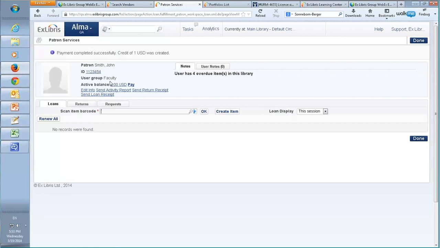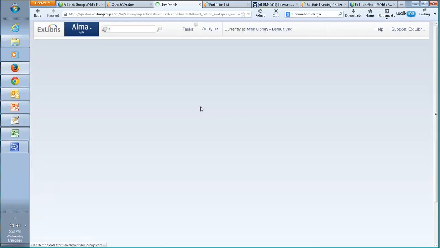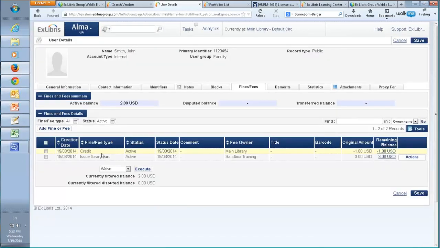And now John Smith has an active balance of 2. Okay, let's take a look why. You'll notice that the 2 fines we've paid off, right? He needed a library key and registration, and these fines are paid off. We still have the issue library card, a $3 fine, and we have credit of $1 because he paid $1 extra on the previous fines. So together his balance is currently $2 US.